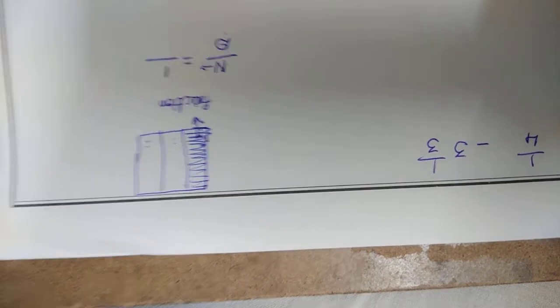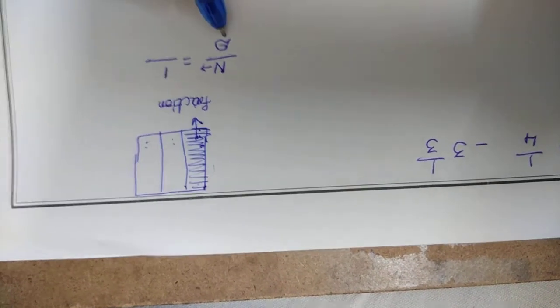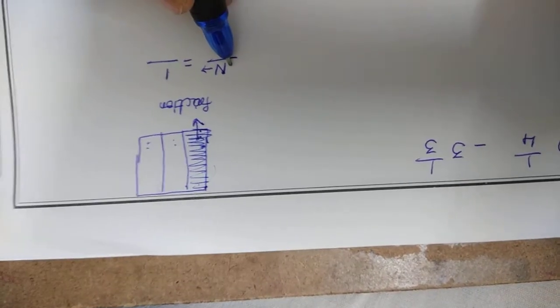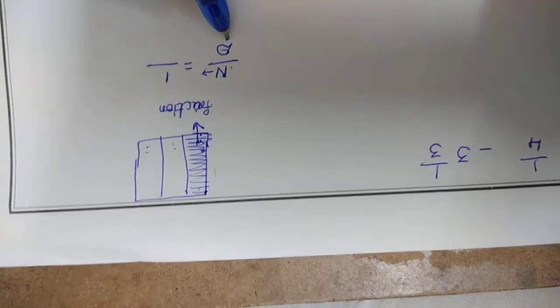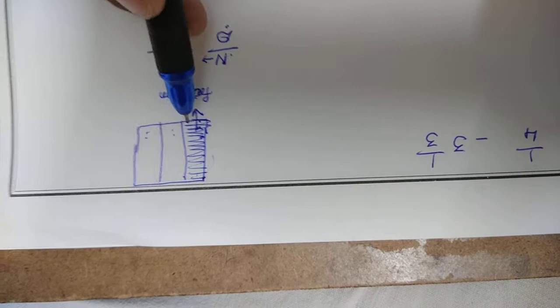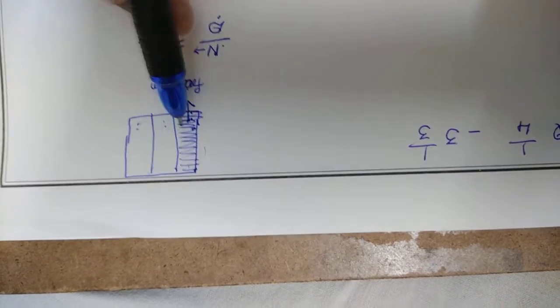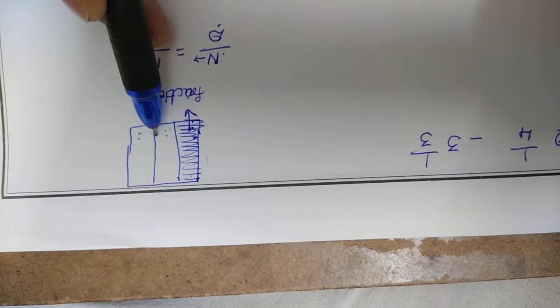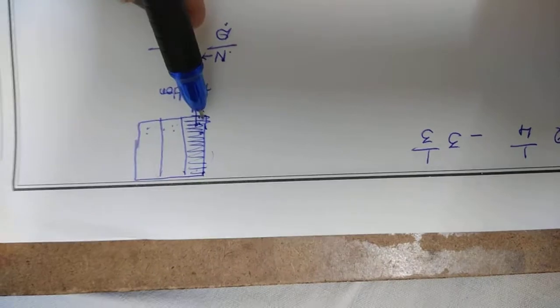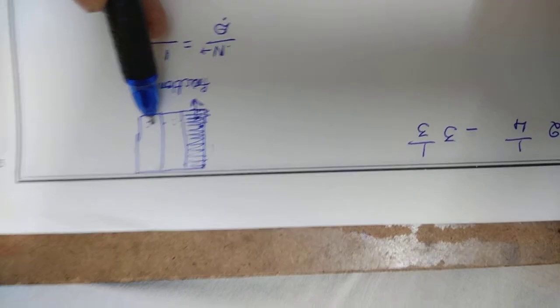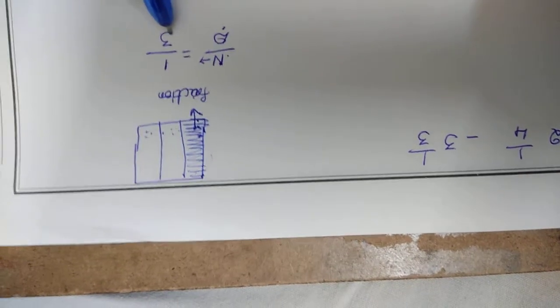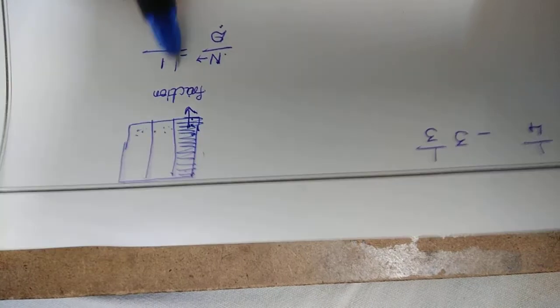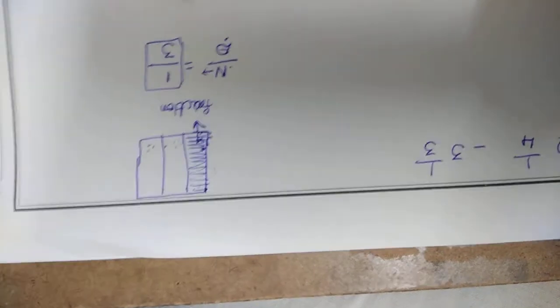Coming to the denominator, D is a short form of denominator, N is a short form of numerator. The denominator says how many parts you are going to divide the whole thing into. My whole thing is the rectangle. I divided my rectangle into 3 parts. That is the reason my denominator is 3. In this way, we represent a fraction.